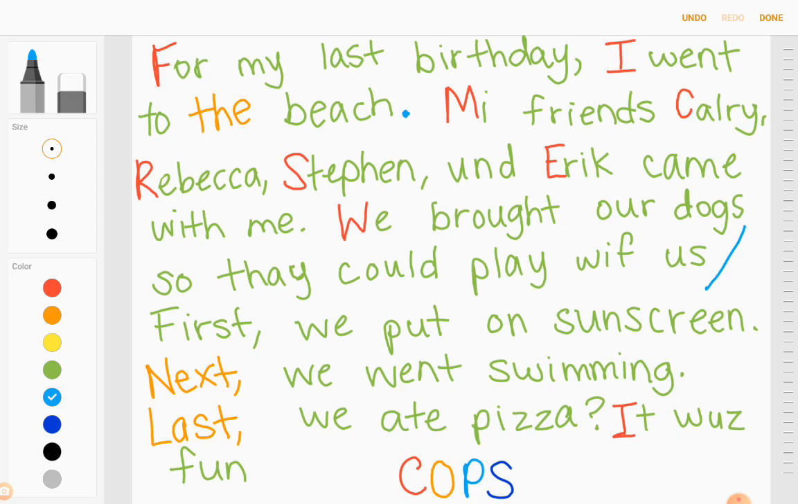We brought our dogs so they could play with us. What do you think it needs? A period, a question mark, or an exclamation point? We brought our dogs so they could play with us. I say that needs a period because I'm not asking a question and it's not something super exciting. I am excited that we brought our dogs so they could play with us, but I don't think it deserves an exclamation point.